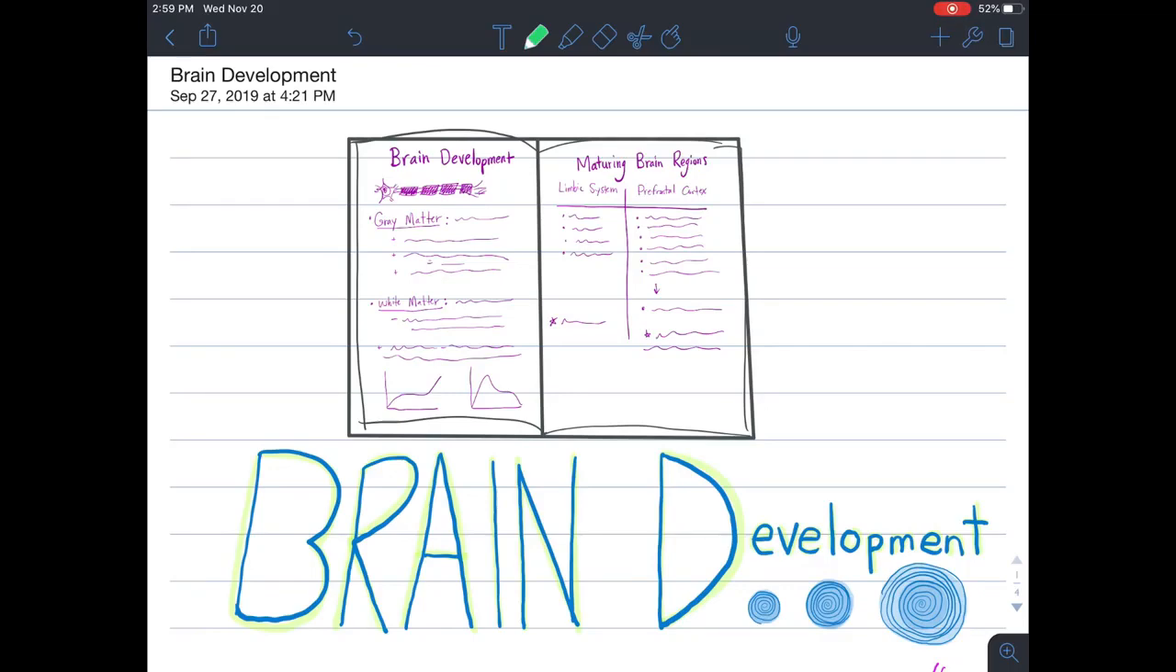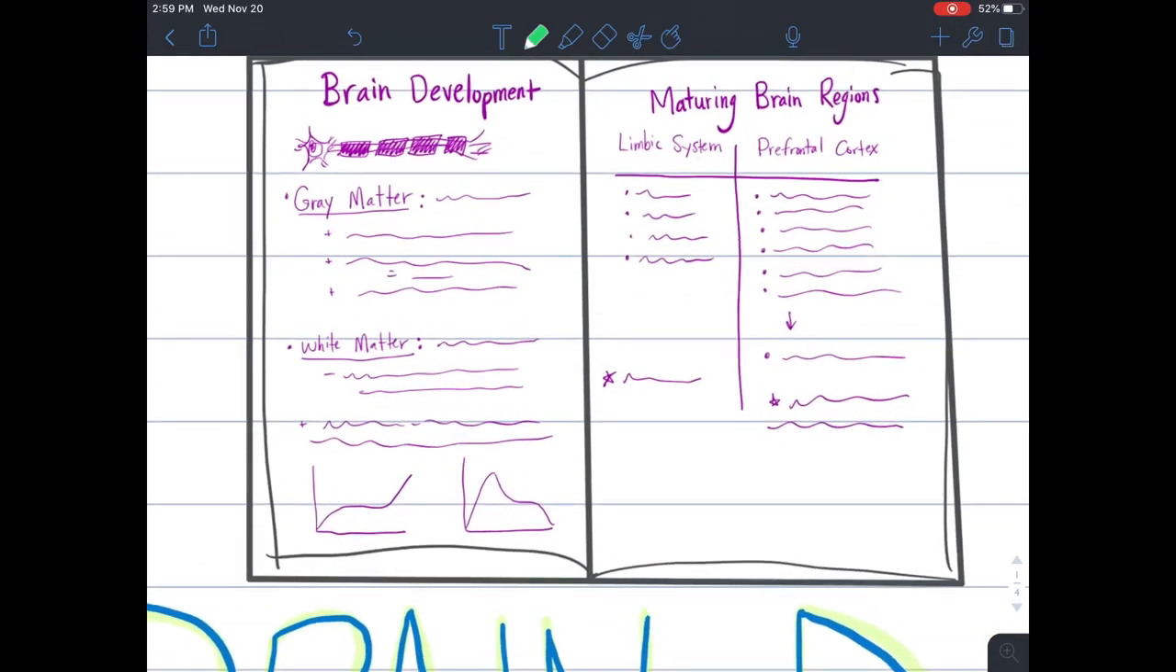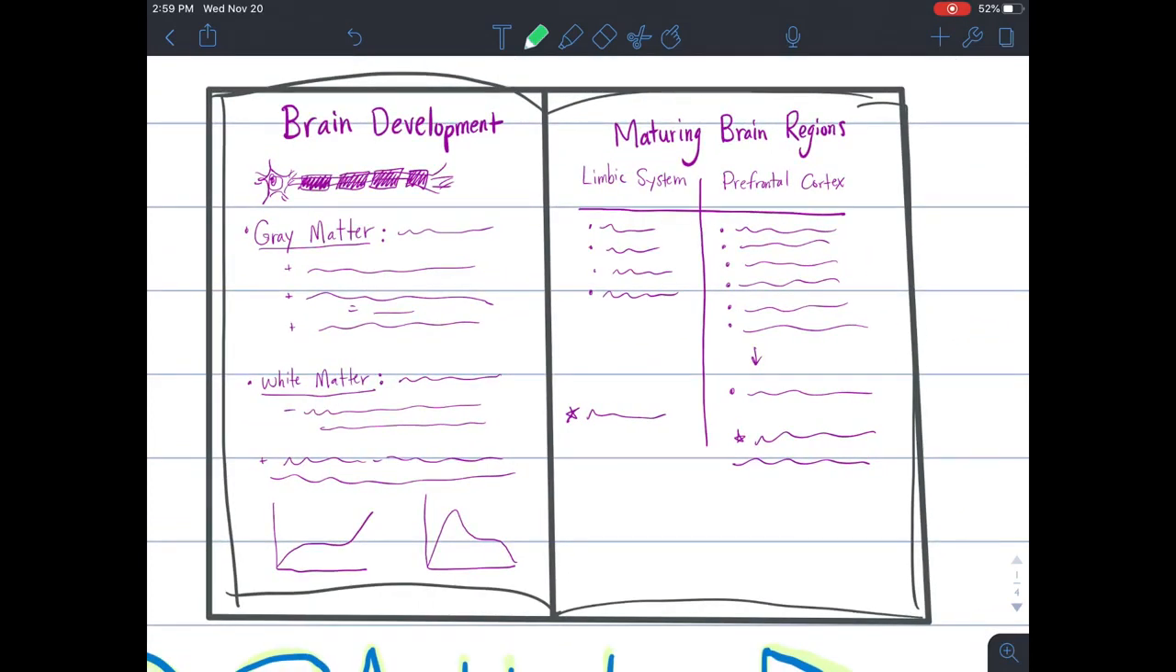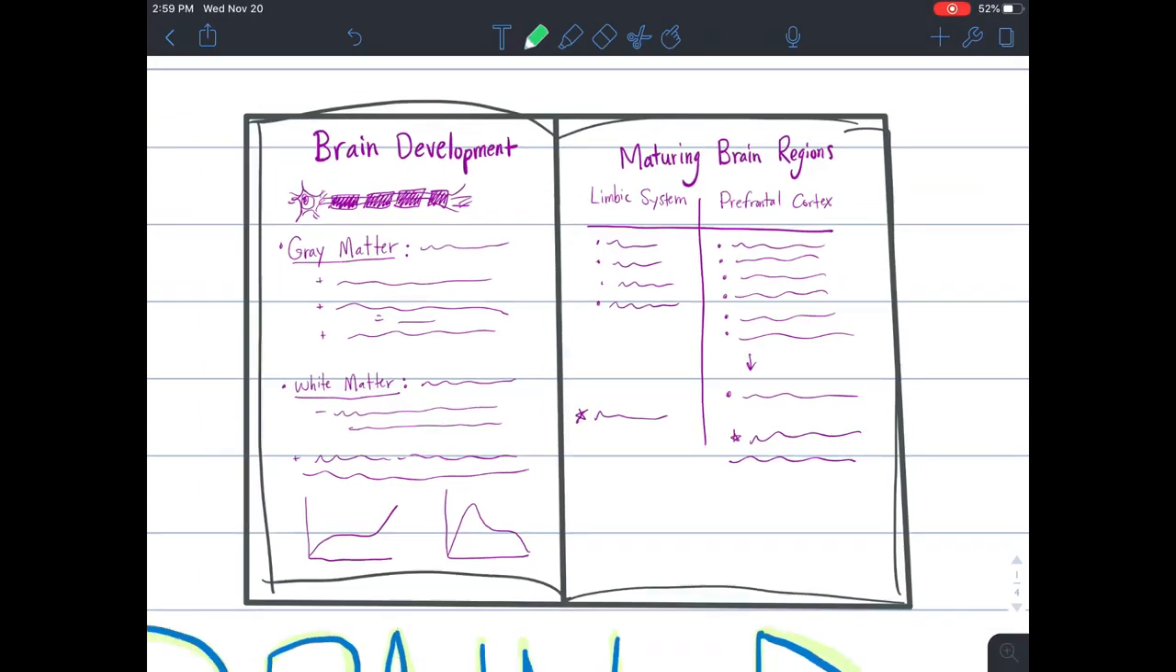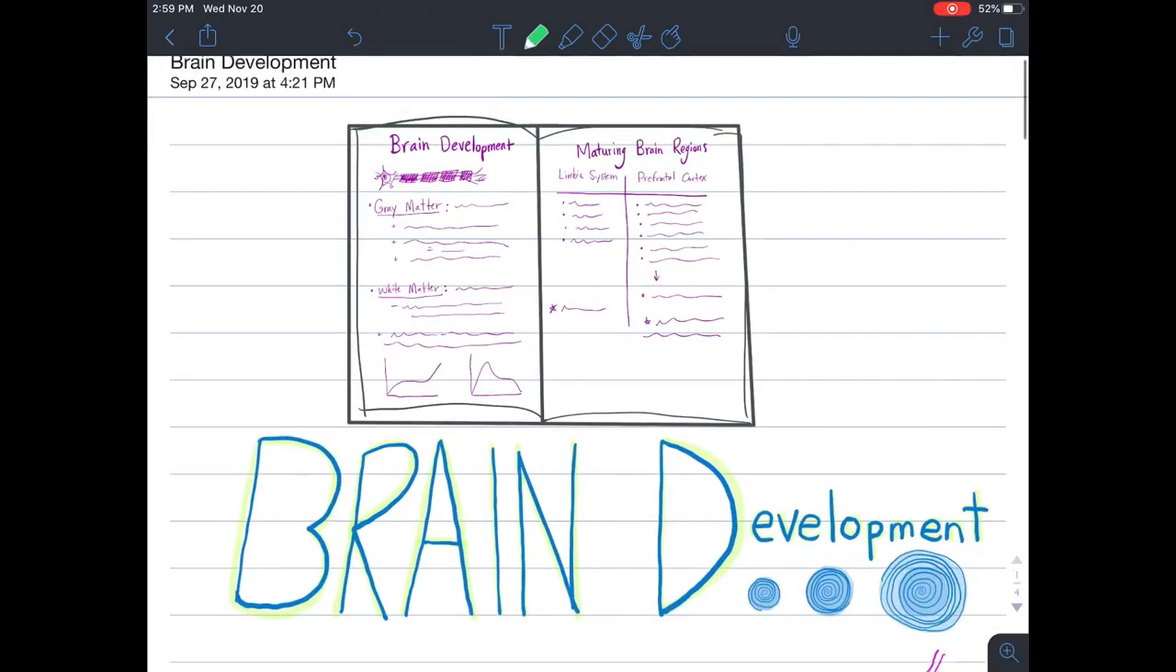So, there's too much information to fit onto one page. As you can see, I had to use two different pages. You can just go with the flow here and leave yourself some space, but it might take a couple of pages to cram all this info in. So, we need to title our page Brain Development.